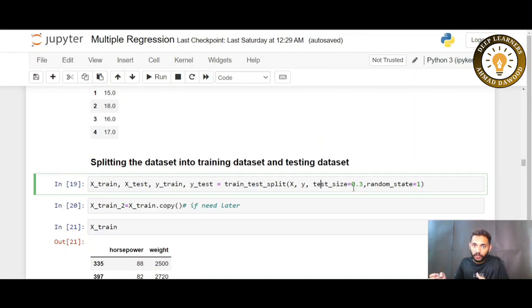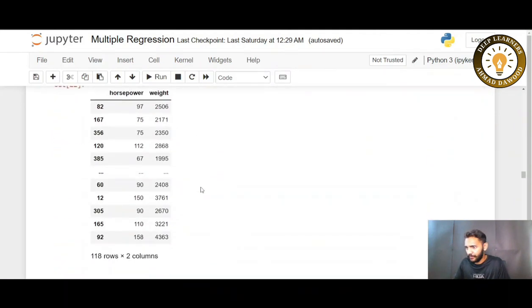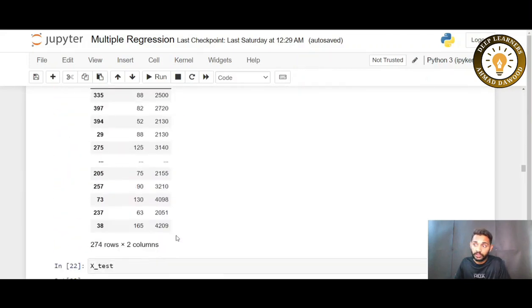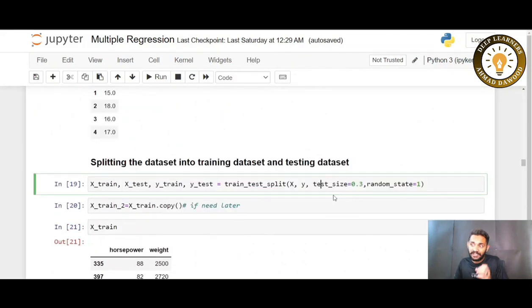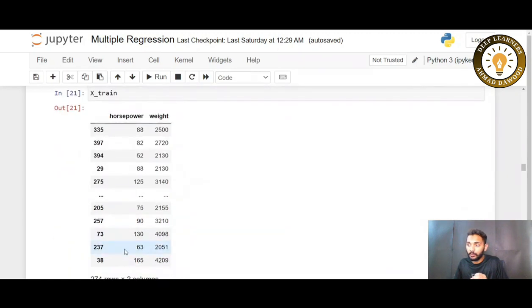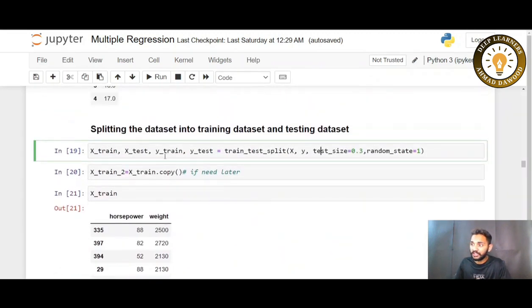We have about 400 data points total, and out of them I am saying that 30 percent should be considered as test data points, about 130 data points. If we look here, 118 rows will be considered as test data points, and 274 rows as training data points. So here I have given it in the form of a percentage, or you can say ratio, 0.3. That is the size I want for my test data set.